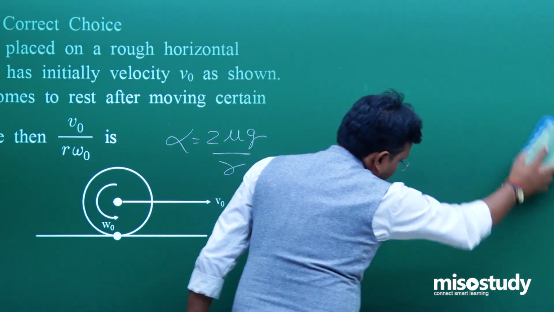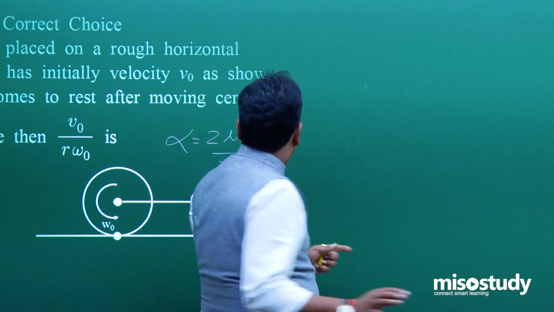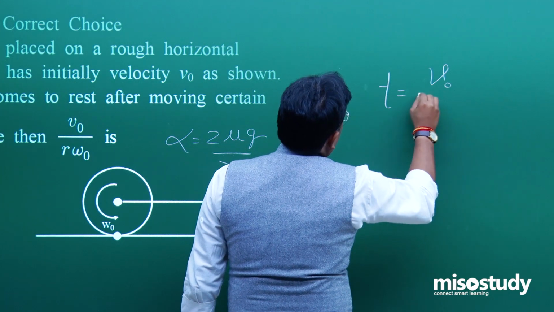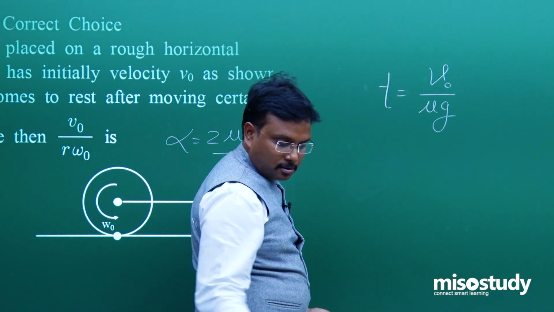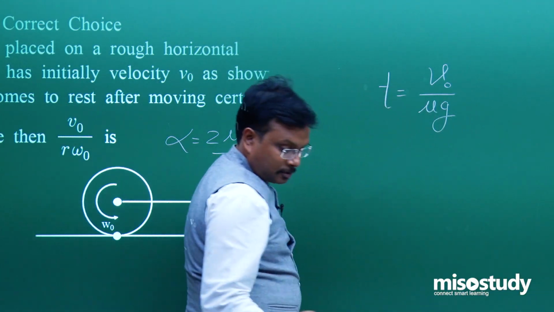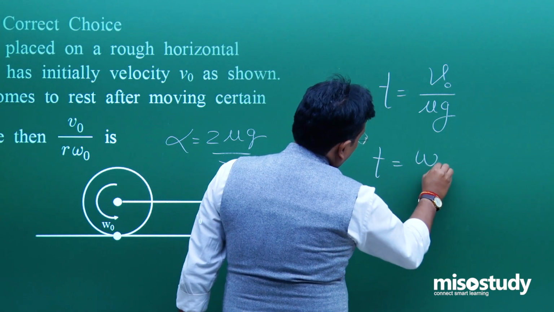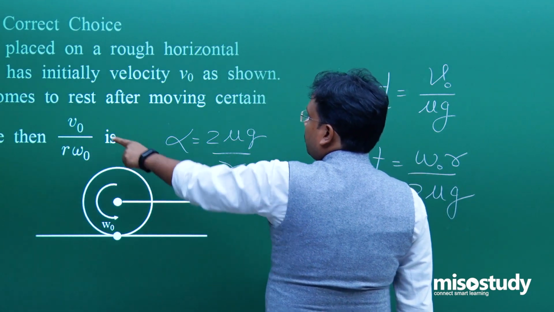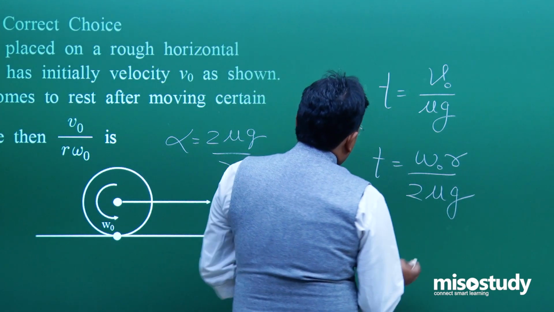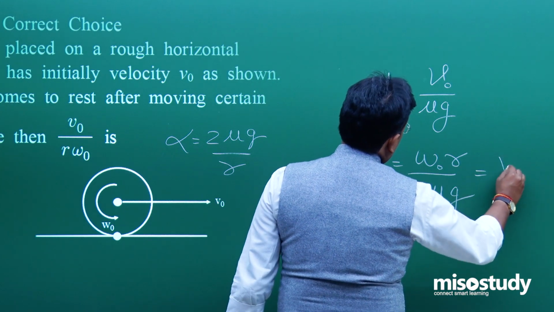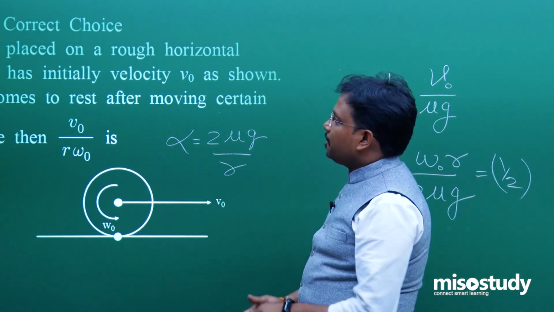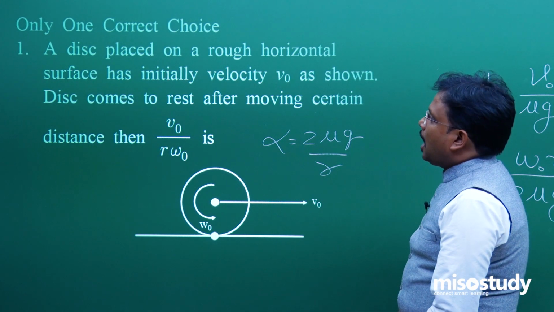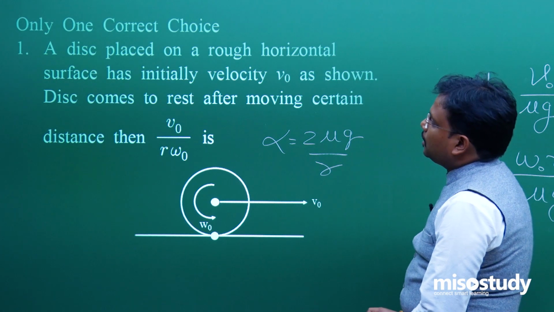After that, I will use those results which I mentioned in the starting of this problem. So, from here I can say t is equal to v naught upon mu g, and t is equal to omega naught R upon twice mu g. So, these two values, and once I solve v naught upon R omega naught, I will get the result as 1 by 2. Because the question was long, your options are placed on the next page. And by that way you can get the solution as number 2.